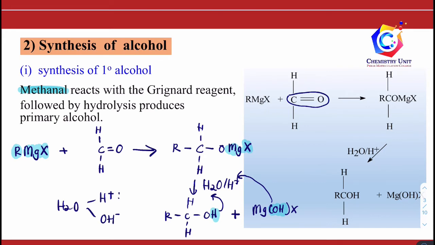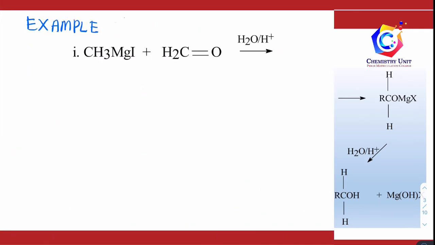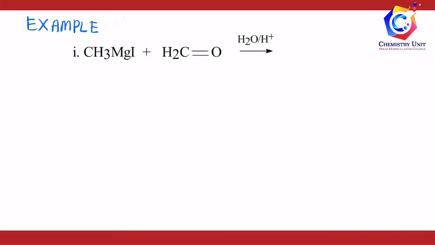Again, your OH also comes from water, so it is just H2O, H plus and OH minus. So H plus will form alcohol, while OH minus will form MgOHX.